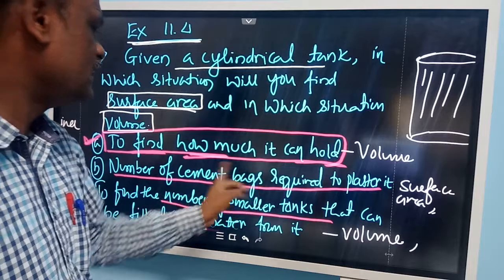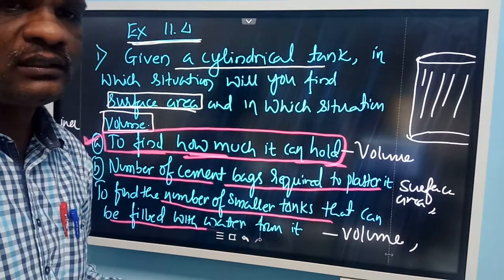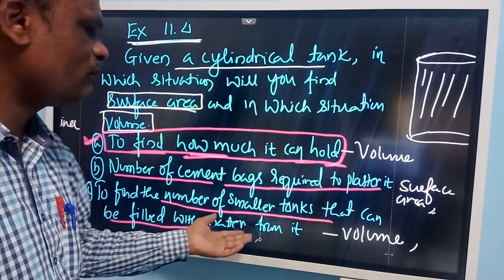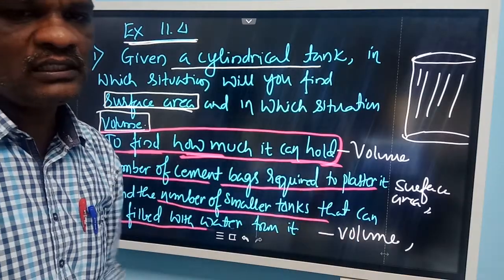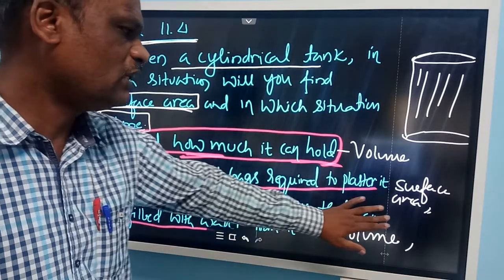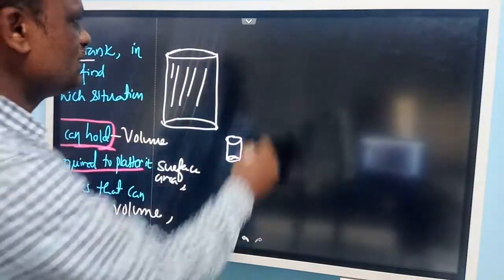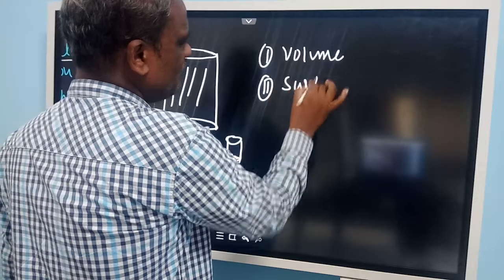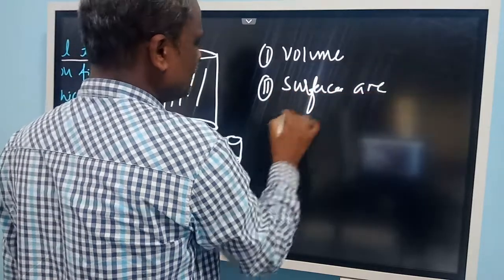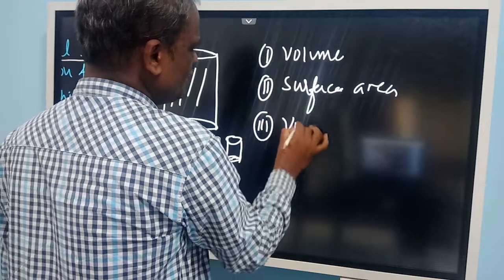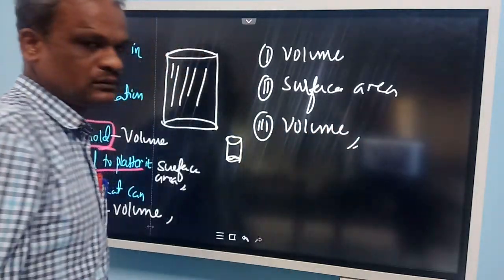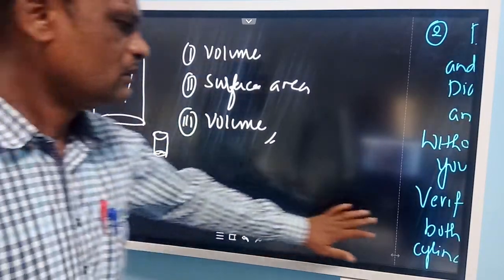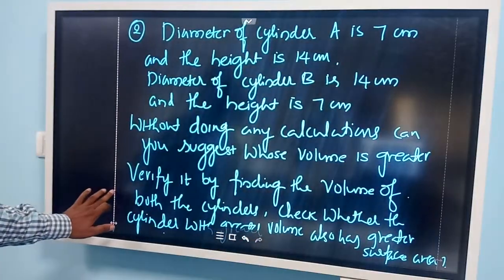Second, cement bags required to plaster, you need to find the surface area. Third, the number of smaller tanks that can be filled with water from it. From this you have to take out the water and fill it into the smaller tanks, so there also you have to find the volume. So in the first situation, volume; second situation, surface area; and in the third situation, again volume. This is the answer to this question. Now let us go to the second question.